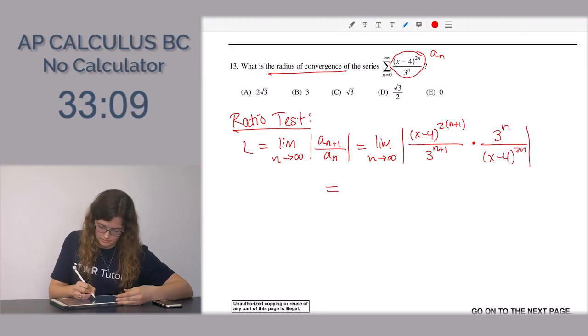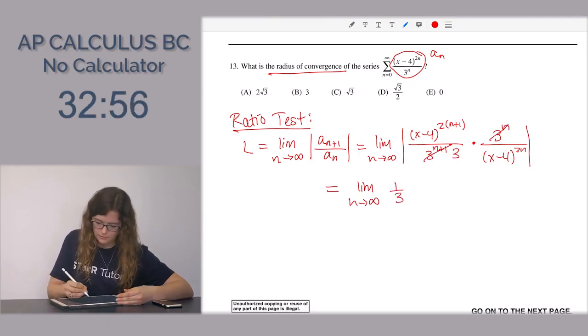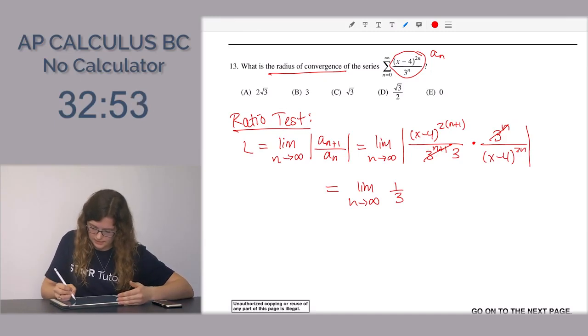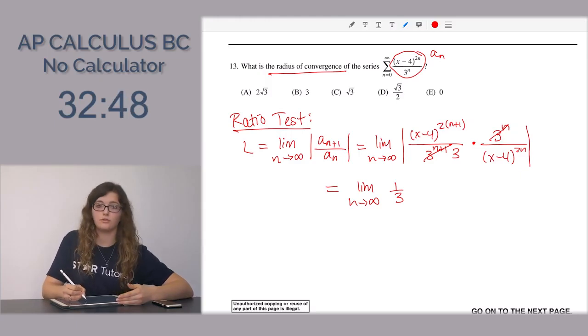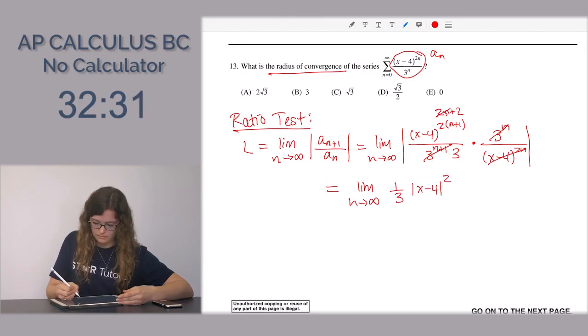All right, now you need to simplify here, which you've got to be careful when you do. The 3 to the n and the 3 to the n plus 1 cancel so that there's just a 3 left on the bottom, so I have a 1/3. The absolute values now only apply to the x minus 4 since 3 is positive. If I factor out this 2n, I get 2n plus 2 as the exponent. The 2n part of that will cancel with the 2n exponent on the bottom. I'm left with the absolute value of x minus 4, squared.